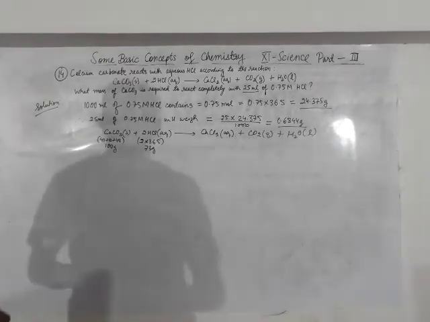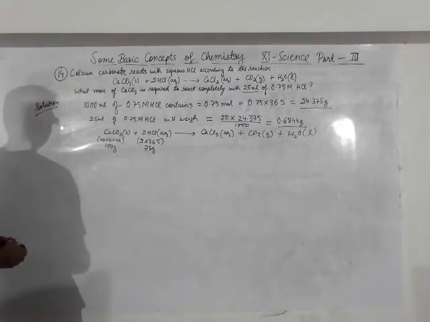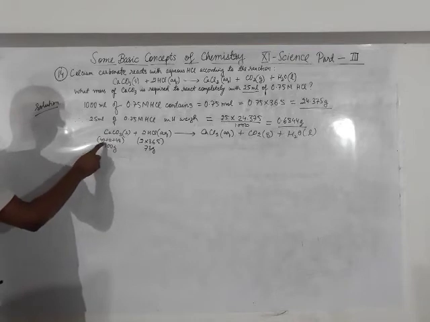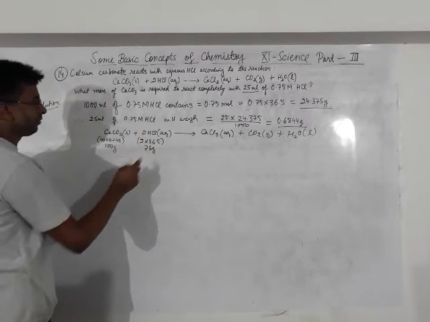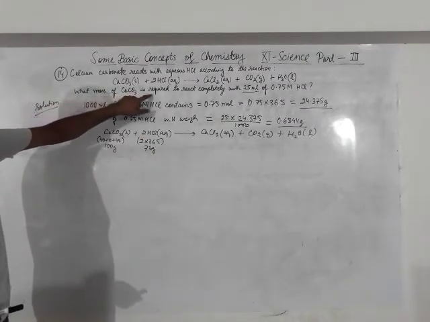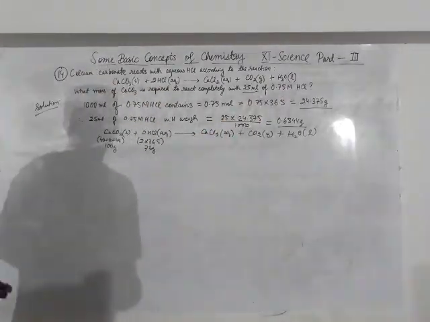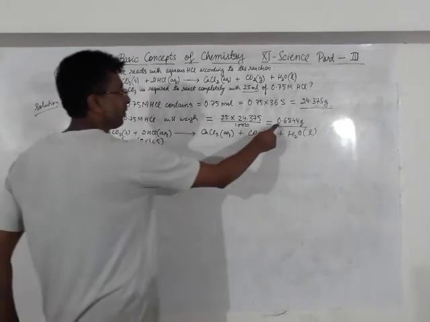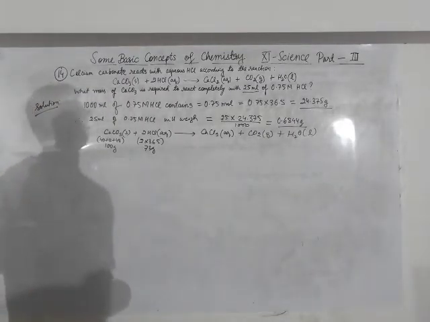Look at the equation very carefully. The same equation I have written down over here in the balanced form. Now if you look at the molecular mass of calcium carbonate, it is coming to 100: 40 plus 12 plus 48. And the molar mass of hydrochloric acid is twice 36.5, that is 73 grams. The question is asking what mass of calcium carbonate is required to react completely with 25 ml of 0.75 M HCl. But the mass of 25 ml of 0.75 M HCl we have obtained as 0.6844 gram.